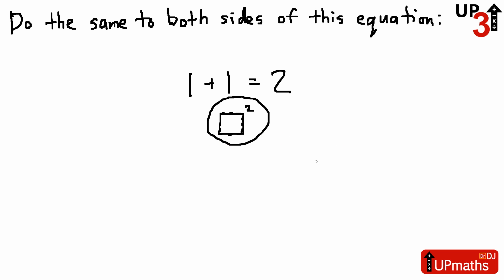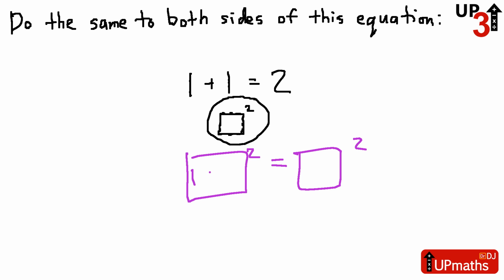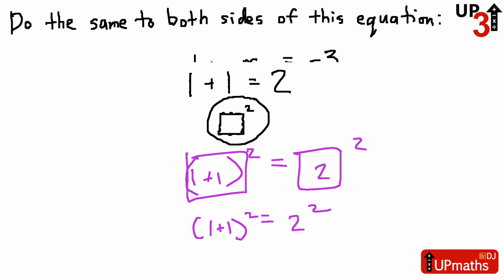Let's do the next one. What I mean by this is I'm just saying square both sides. So there's that squared equals that squared. So it'd be 1 plus 1, which would have to be in brackets. You have to square the whole thing, equals 2 squared. Let me just write it again neater so you can see what I've done. There we go.